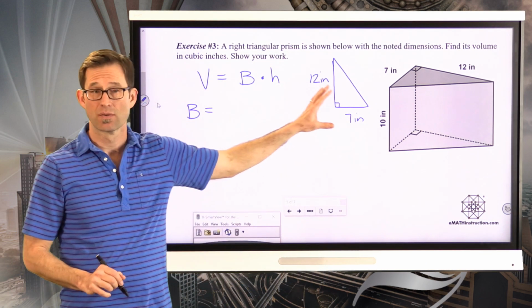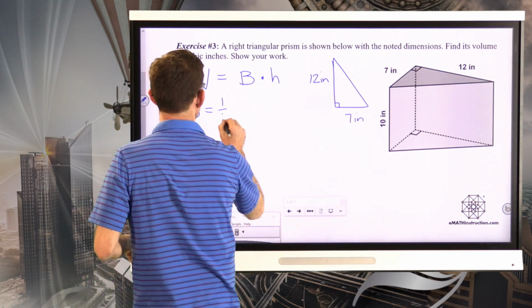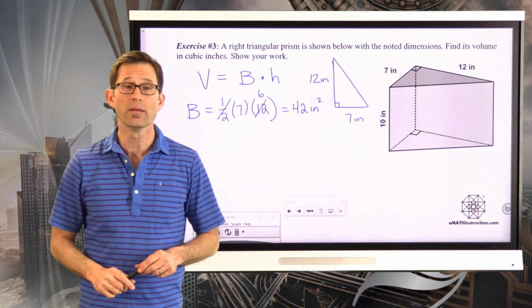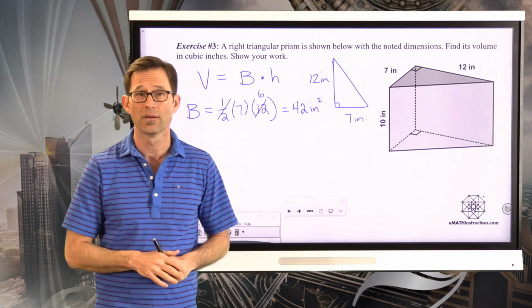That's my base, right? So I can find its area by simply doing 1/2 times 7 times 12. I can put that in my calculator, and that's going to be 42 square inches. And yeah, square inches, right? Because it's an area. It's not a length and it's not a volume yet, right?